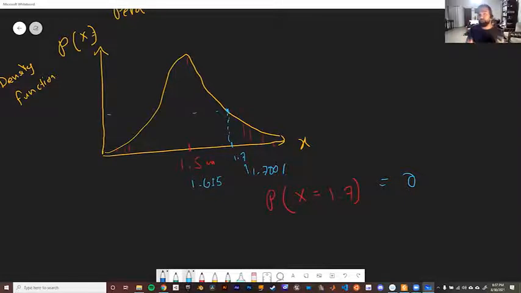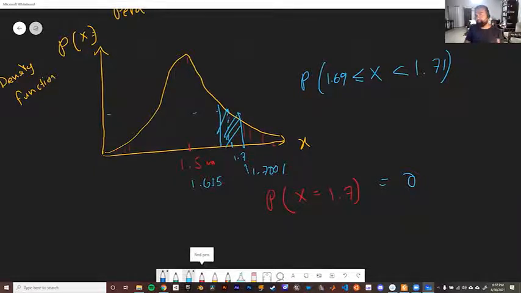So all you can do is get ranges. When you're dealing with a continuous distribution, all you can ask is what's the probability that x is between, say, 1.69 and 1.71. In that case, you would find the area under this curve, which is why, with a probability distribution, you have to integrate the area to find the probabilities. So that's a basic important concept that everyone needs to know.